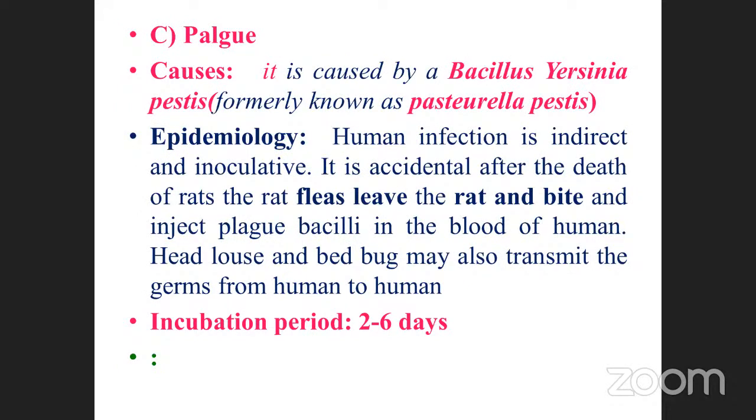This is very, very important. Plague, the causative organism, I already told you, is caused by the bacillus Yersinia. Earlier, it was also called Pasteurella pestis. These are the two things that are very, very important. Bacillus Yersinia. Epidemiology: human infection is indirect and inoculative. It is accidental. After the death of the rat, the rat flea leaves the rat, bites, and injects plague bacilli into the blood of the human.